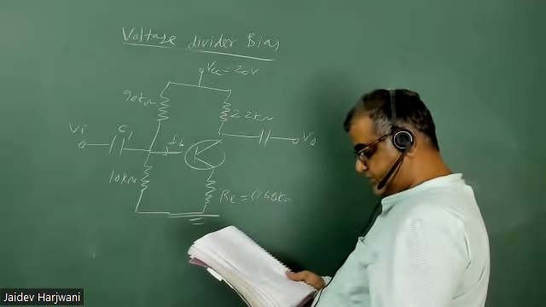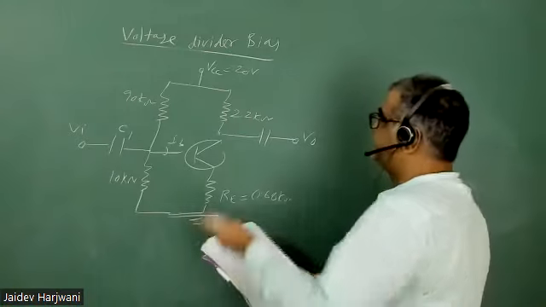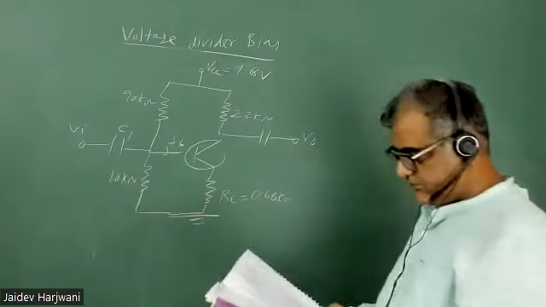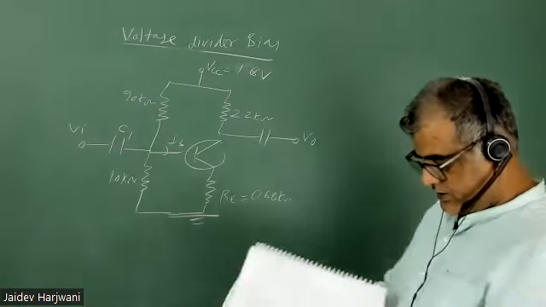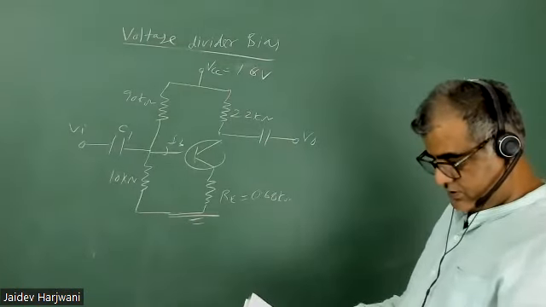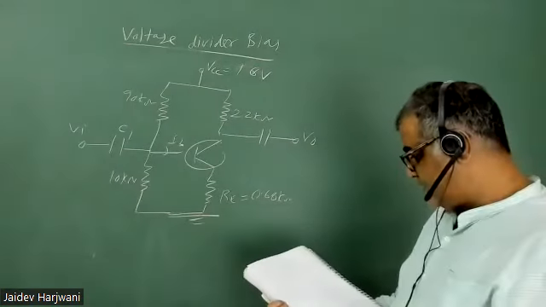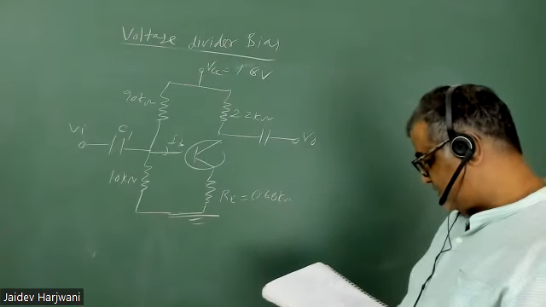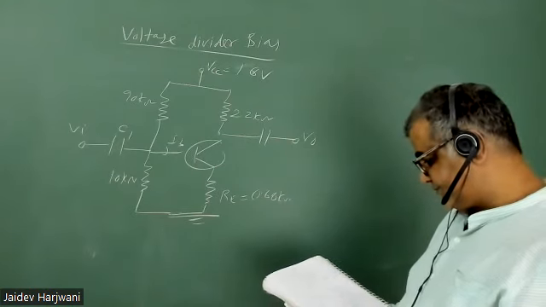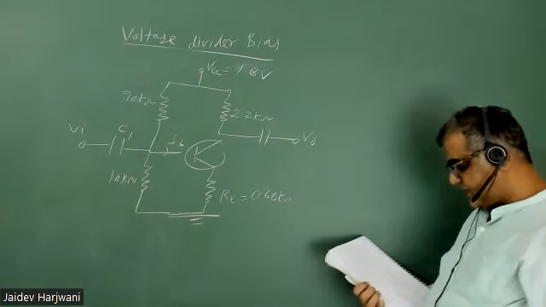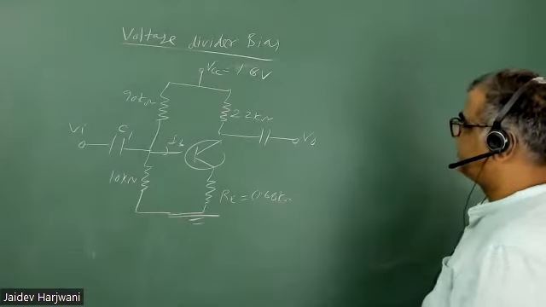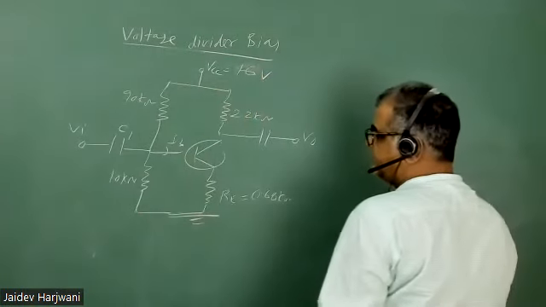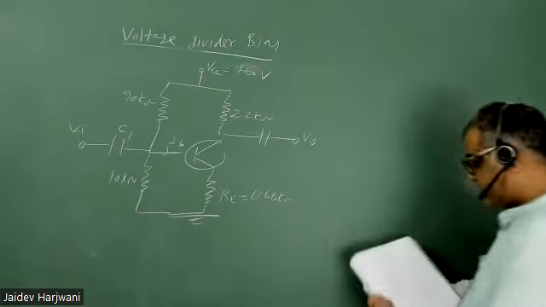You take VC as 16 volt. Let me check whether VC is 16 or not. VC is VB upon RE... VB is 100. Okay, correct. This is 16 volt. So first you perform the DC analysis and tell me what you are getting.